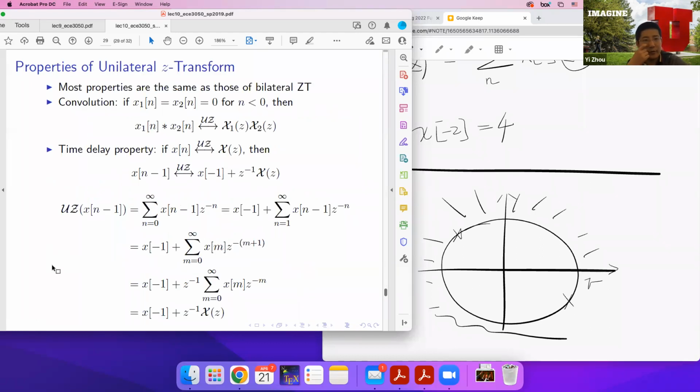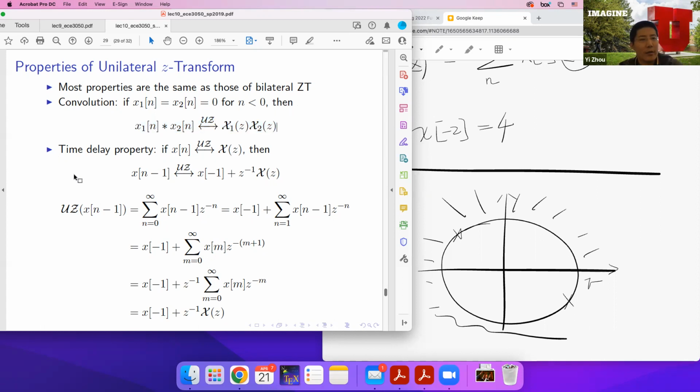And for the unilateral transform, the most important thing is that when you apply the properties of this transform, many of the properties are sensitive to the initial conditions of the signal. For example, the convolution property only holds for causal signals, because the unilateral transforms are designed in a causal way.